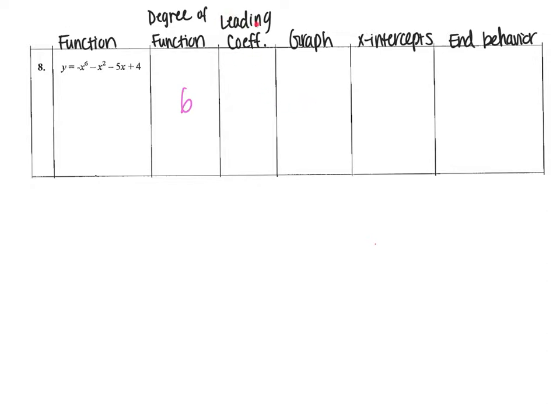Now, let's find the leading coefficient next. So the leading coefficient is always the number or the coefficient that is in front of your highest power. In other words, in front of the x to the 6th power. Well, what's the number here? It's going to be a negative, right? A -1. So the coefficient in front of this x to the 6th power is a -1. So I'm going to write that here as my leading coefficient.